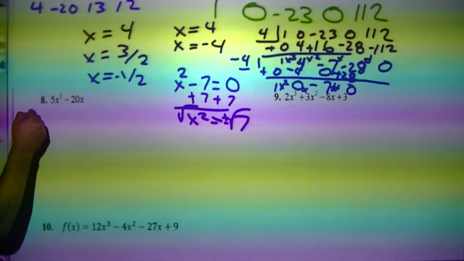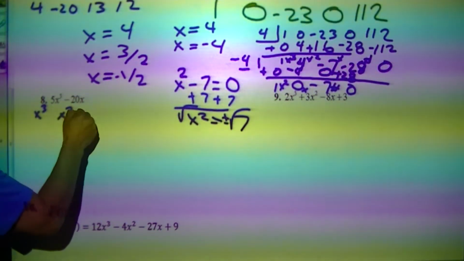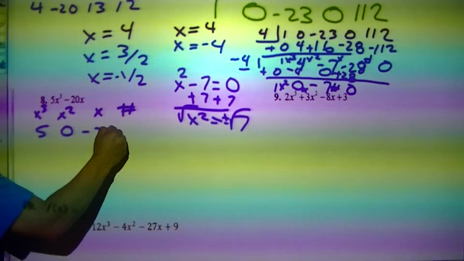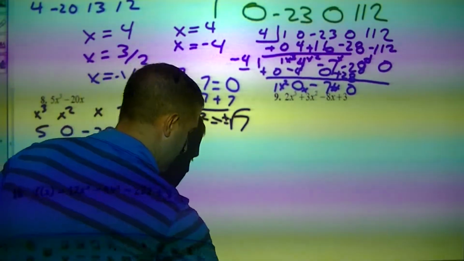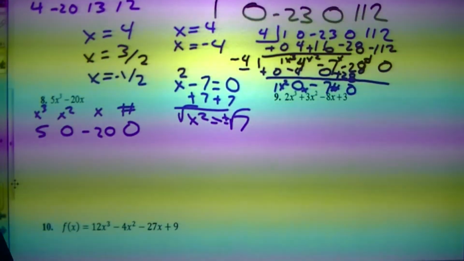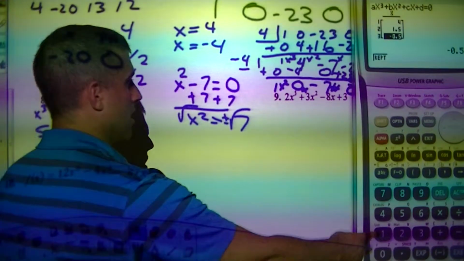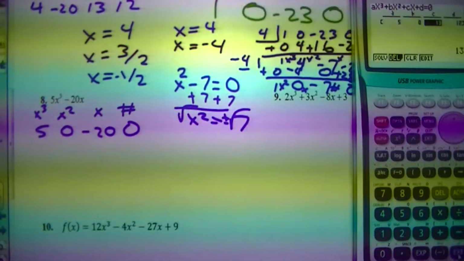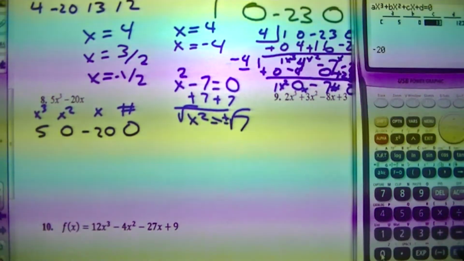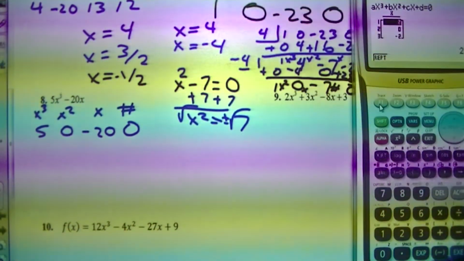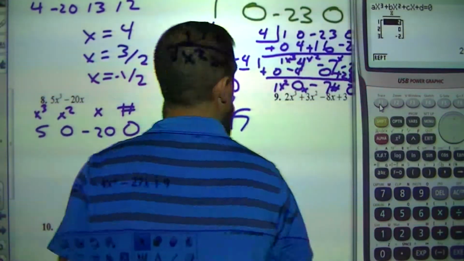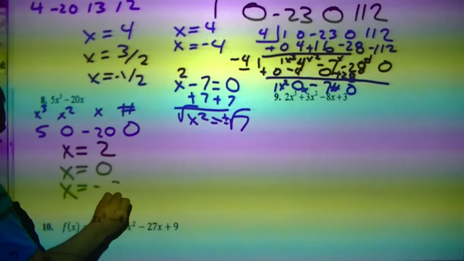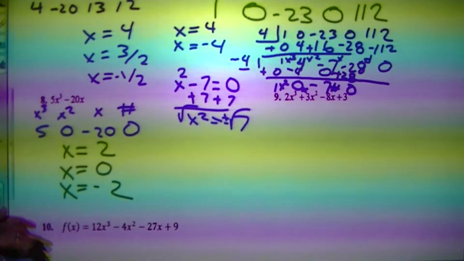When I type this one in, my x cubed, x squared, x, and my number, that's going to be 5, 0, -20, and 0, because I don't have those spots. Now I should be able to use the regular board Casio for this. So I go back. I go 5, I go 0, I go -20, and I go 0. And I hit solve. So those are my 3 answers: x equals 2, x equals -2, or x equals 0. I've got three, so the possibilities can be 3.